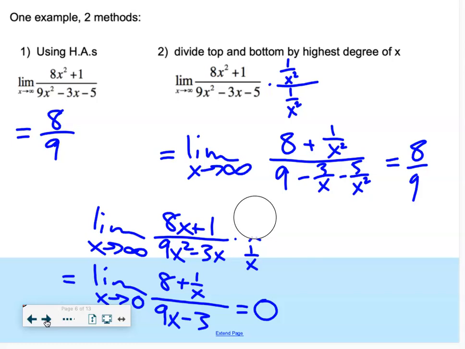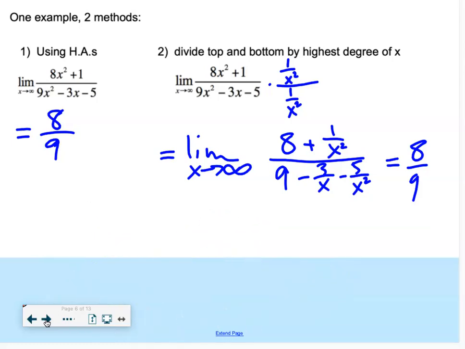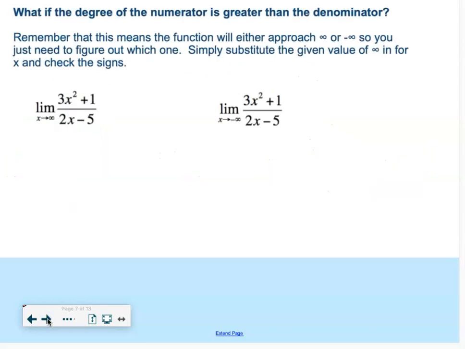You don't have to do that. I will never ask you to. You can do this, and I'll be a happy camper, right? Okay. All right. But sometimes it's good to know the why. Okay. Let's get into the ones that actually don't have horizontal asymptotes, like these.